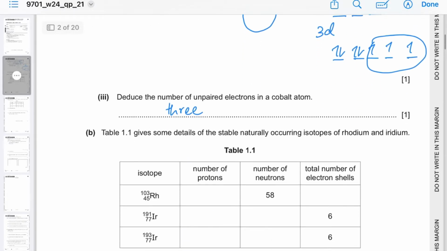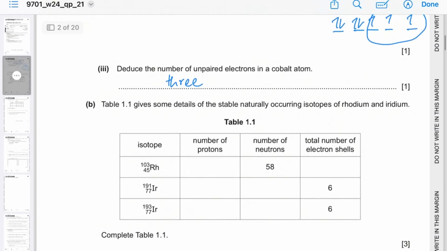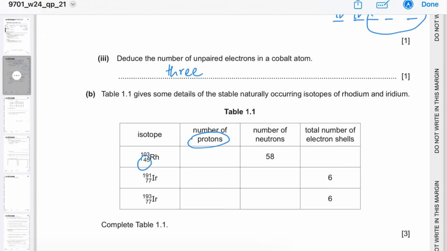Part B. Table 1.1 gives some details of the stable naturally occurring isotopes of rhodium and iridium, and you're supposed to complete this table. The number of protons is equal to the atomic number. So there will be 45, 77 and 77. The number of neutrons is the mass number minus the atomic number. So that's 199 minus 77, which is 114, and 193 minus 77, that will be 116 for the two isotopes.